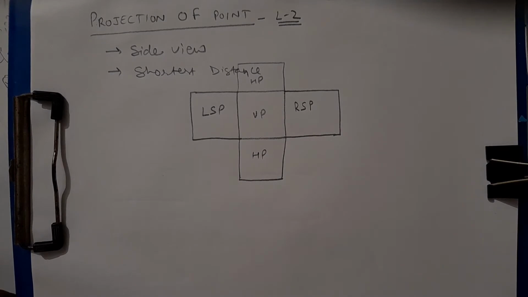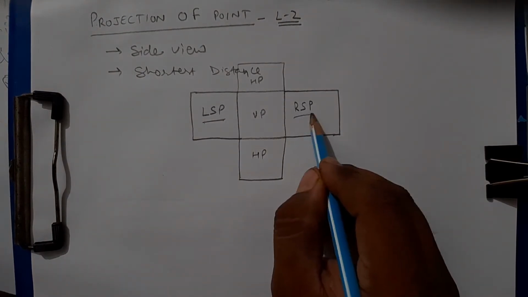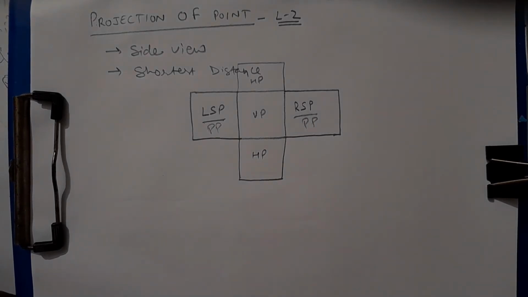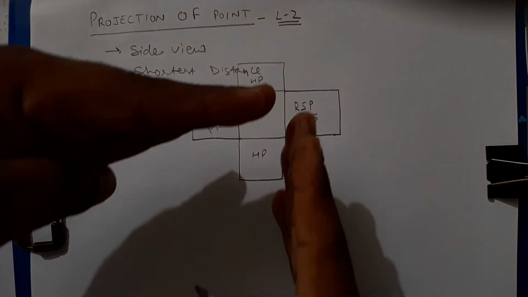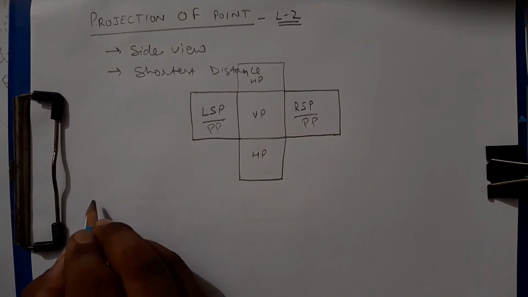For finding out the side view or the shortest distance, we require the left side plane or right side plane, which is also known as the profile plane. Now, when the distance from the horizontal plane is given, we will be getting the front view. In the same way, the distance from the horizontal plane will remain the same for the profile plane, because these two are the side walls. Let us draw a question.